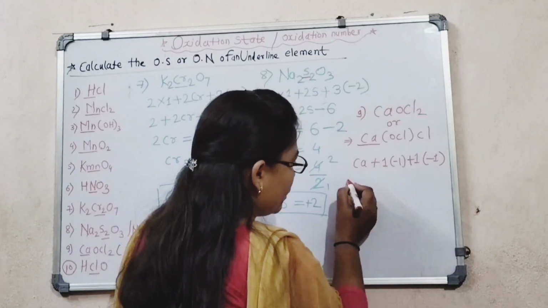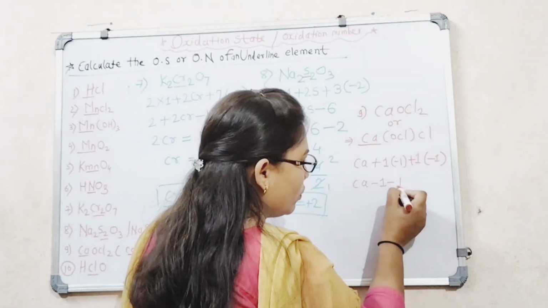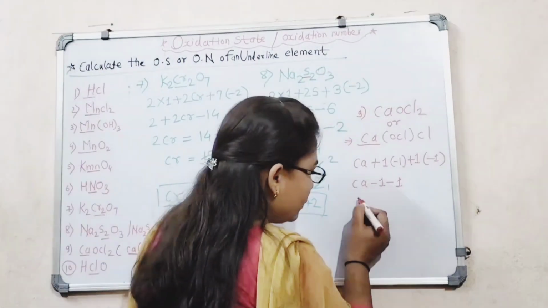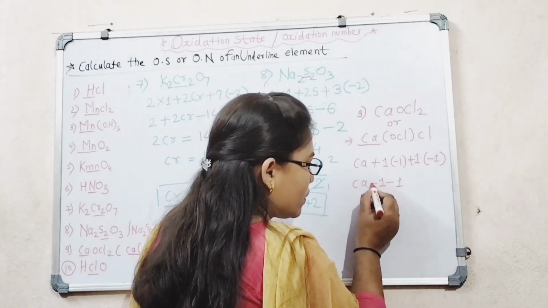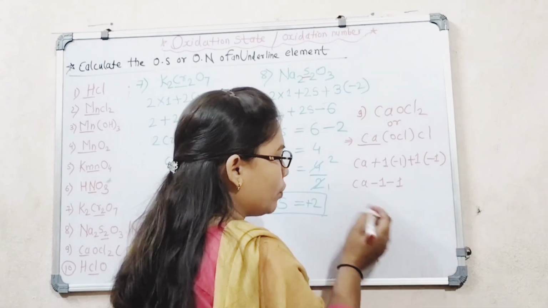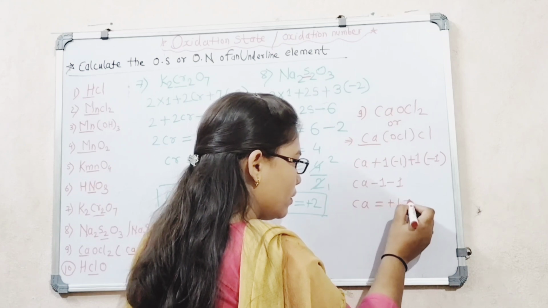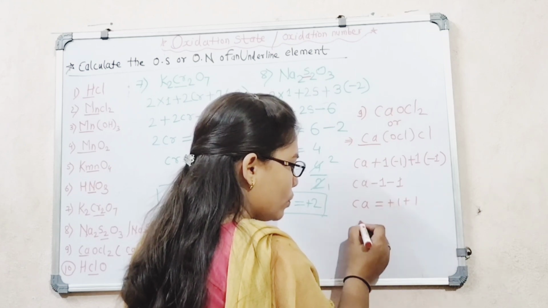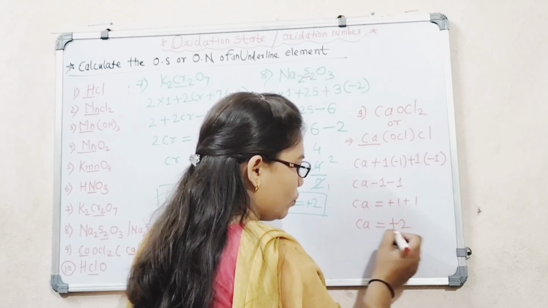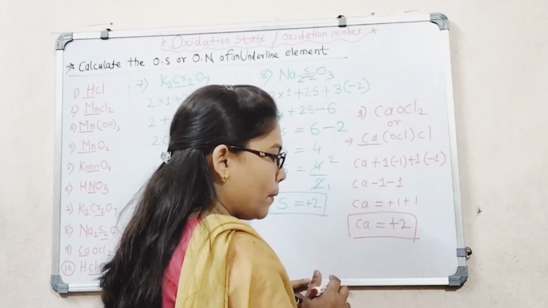So Ca, when this minus 1 and minus 1 go beyond the equal sign they become plus 1 and plus 1. So that's why I write here Ca is equal to plus 1 plus 1. Okay. So Ca is equal to plus 2. So in this example, the oxidation state of Ca is plus 2.